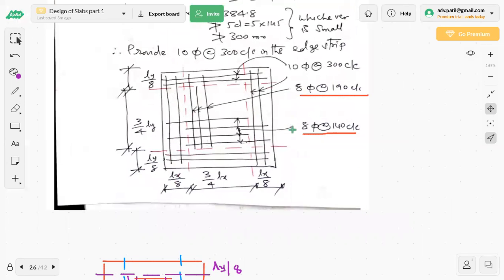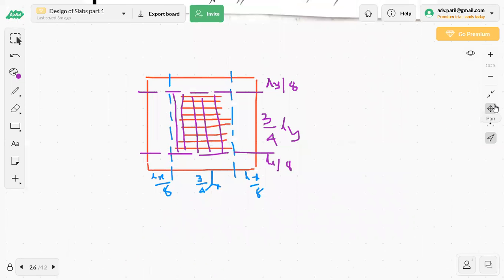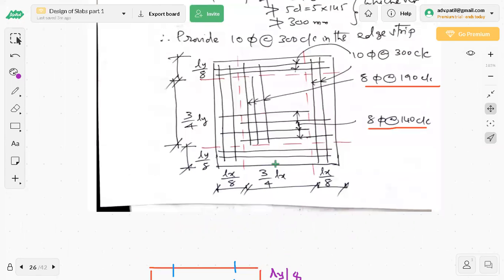Theoretically, this is okay. Another 2 bars in all the edge strips is okay. But practically I have to do like this. Same thing happens for vertical bars along Y direction. Alternately, they are extended. Then you can see the middle strip.